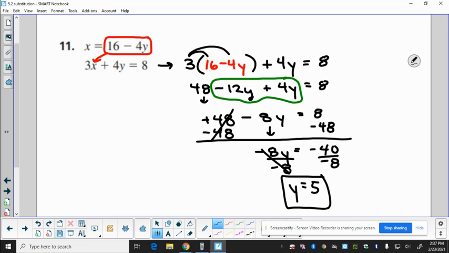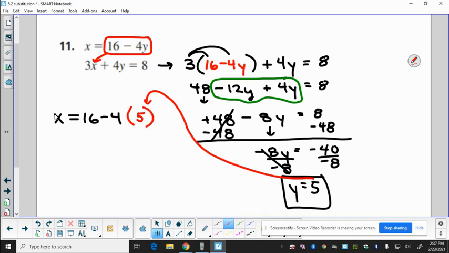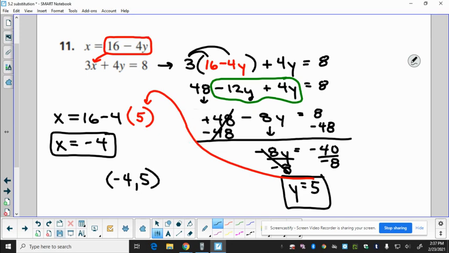That answer needs to go into the equation for x. So looking up here, it says x is 16 minus 4 times whatever y is. And I can see from over here, y is 5. Let's do that calculation. So x would be 16 minus 20. It'd be negative 4. If you'd like to, you can write that as an ordered pair, and you have your answer. Let's go on to the next question.